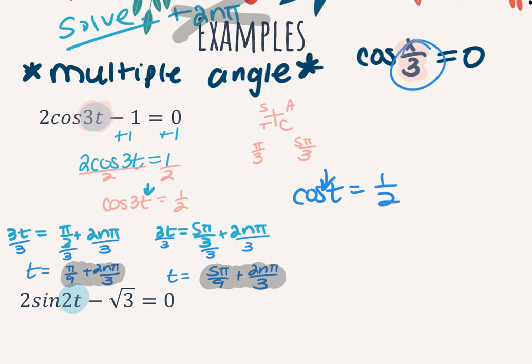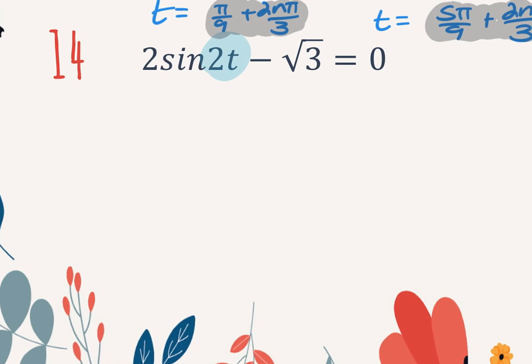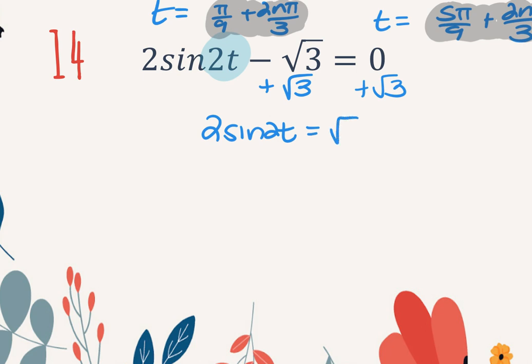All right, weird, but we're going to do it again. Hopefully it gets a little bit easier. So again, they're going to get mixed in, so you got to be able to spot it. And I spot it by seeing that t is not by itself. It's got something multiplied by it. So the first thing I'm going to do is add the root 3. 2 sine 2t equals root 3. Then I'm going to divide both sides by 2, and I get sine of 2t equals square root 3 over 2.